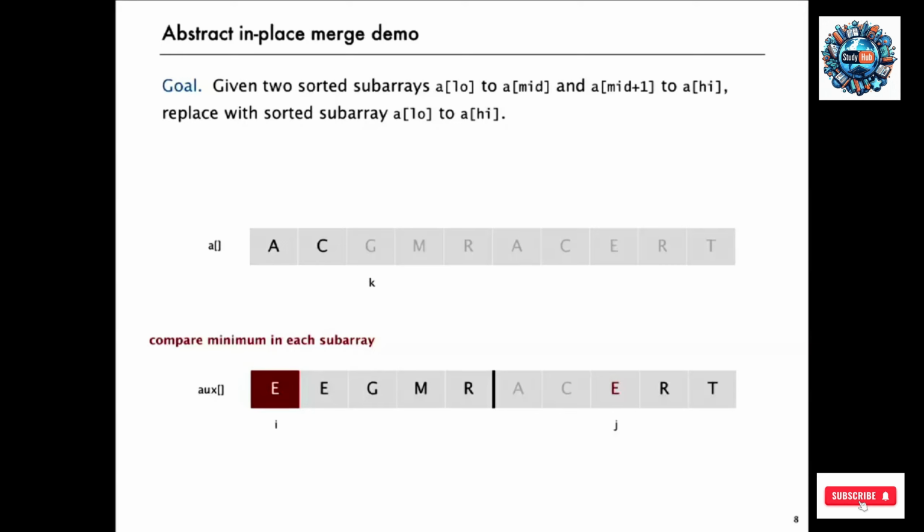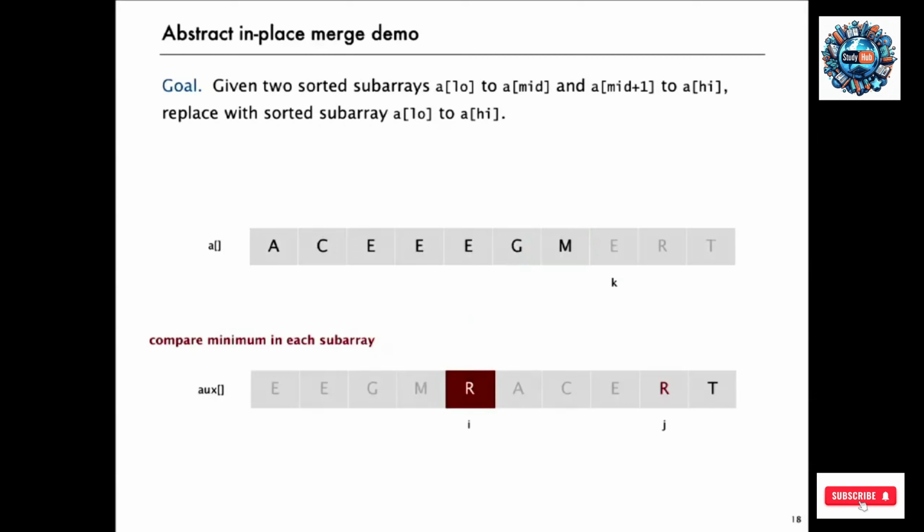Now, there's two E's equal. We always take the first, so the one in the left array goes to K's position, and now we increment I and K. And again, it's an E, and they're equal, but we'll take the first one, so we move that one up, increment I and K. Now J's Z is smaller than G. It's the next thing that has to go in the output, so we move that one up and increment J and K. Now the one pointed to by I, the G, is smallest, so move that up, increment I and K. Move the M up, increment I and K.